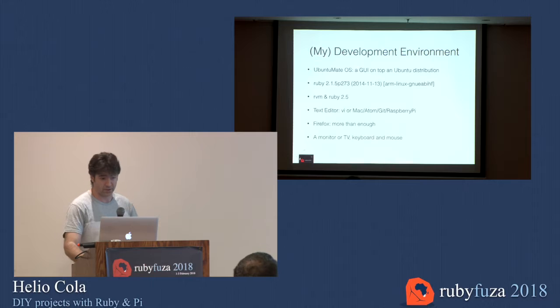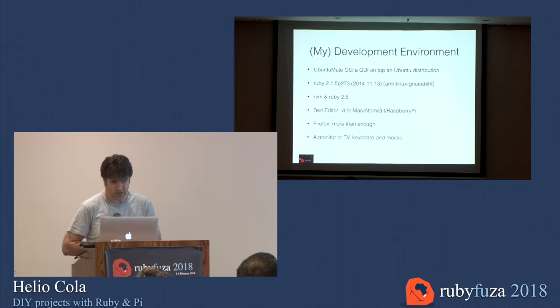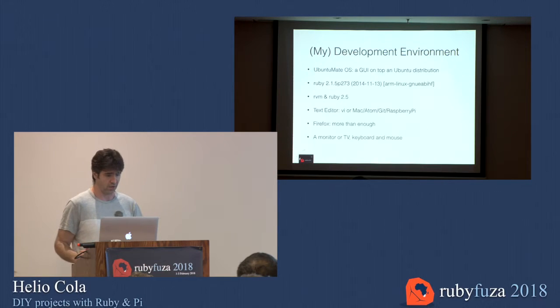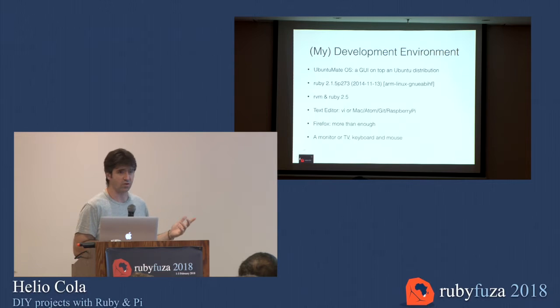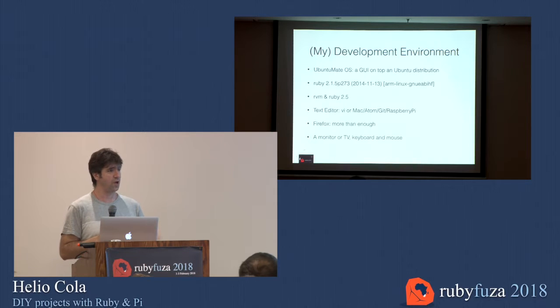So my development environment: Ubuntu Mate is my OS. As I mentioned, that's the Ruby that comes with the installation, from 2014. Two days ago I installed RVM and Ruby 2.5. I use vi, but most of the time I'm SSH'd into these machines. I don't use the monitor very often. So either I'm on a Mac doing stuff and pushing to GitHub, and then I SSH, git pull, and run and test this stuff. Usually, those are the two things that I do.